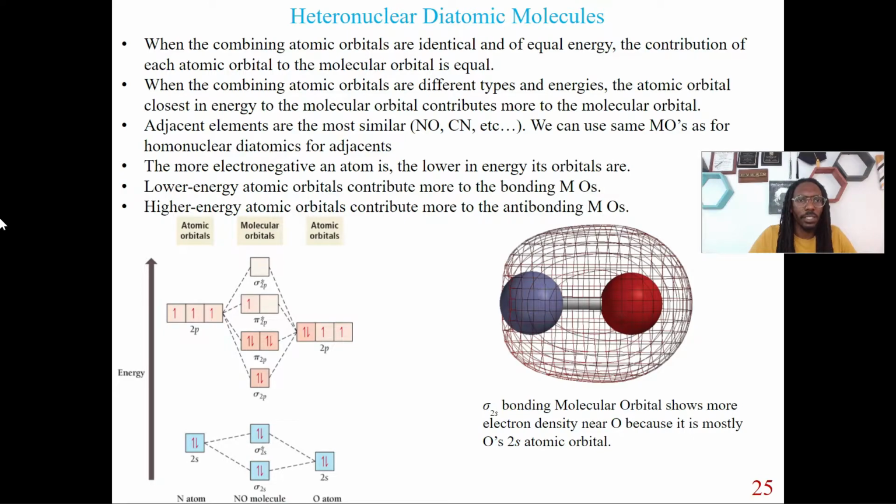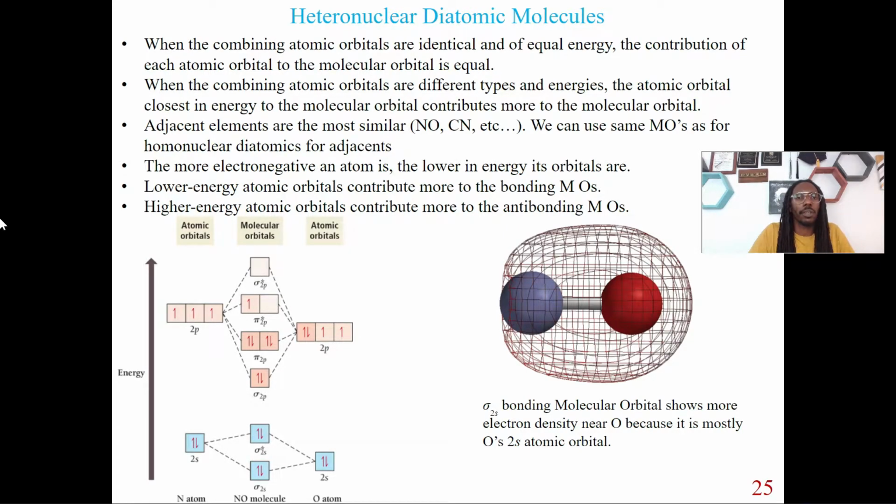Adjacent elements are going to be most similar, so we can use those same molecular orbitals because they're adjacent to each other. Essentially we can use the molecular orbitals as we do in homonuclear diatomics, only for adjacent elements, so basically they're right by each other. It's a little bit different the farther apart they are from each other.